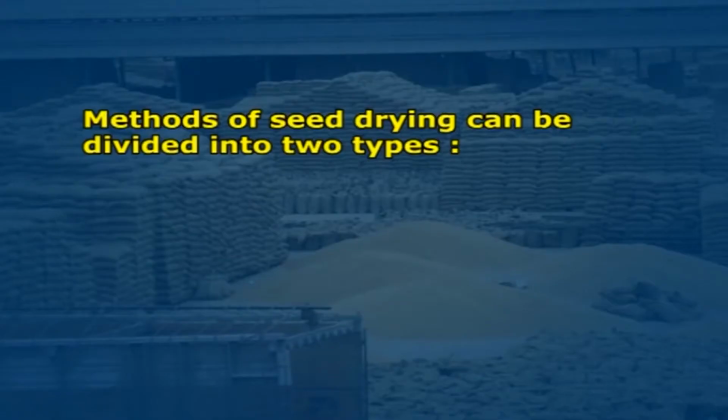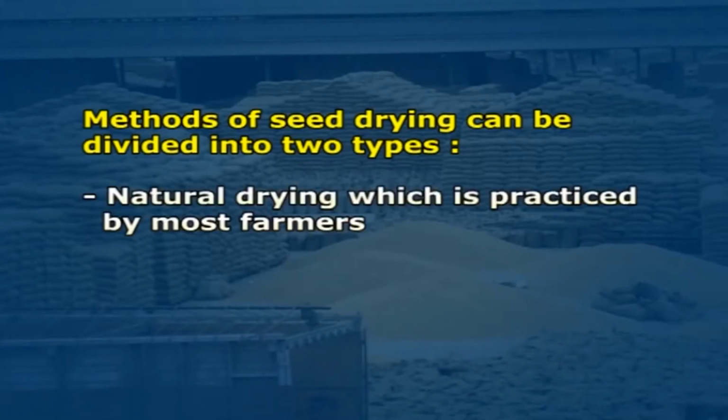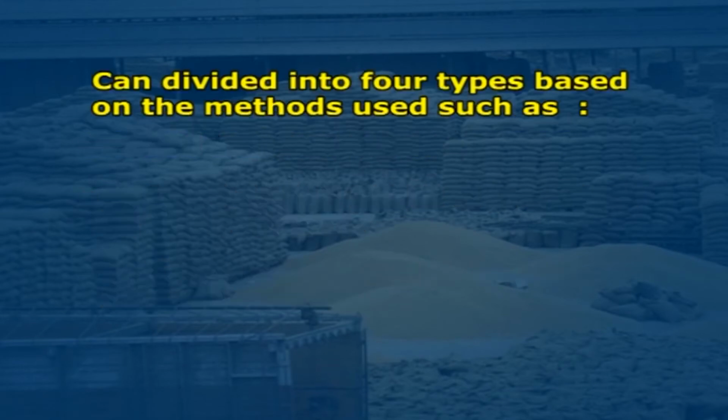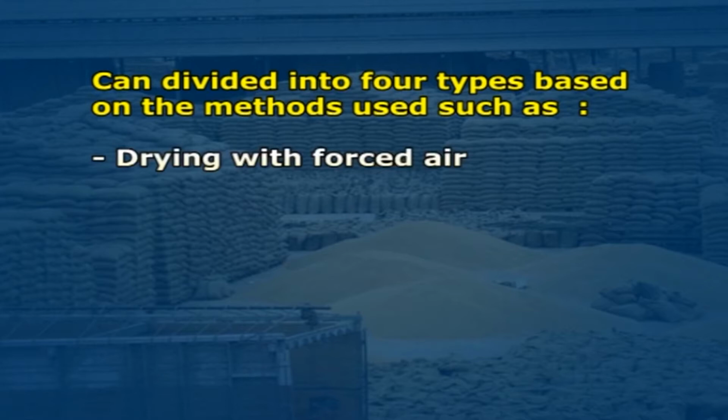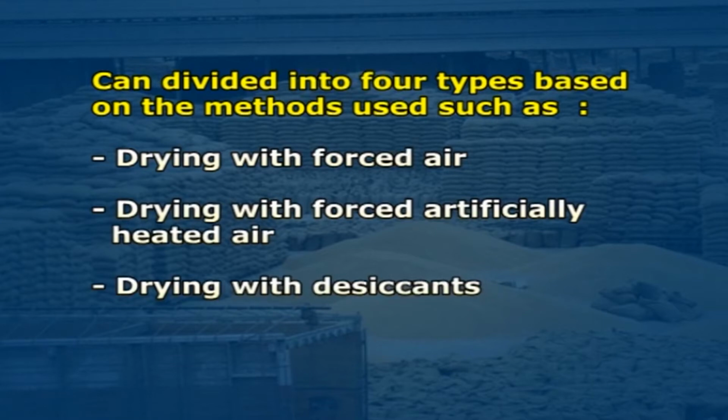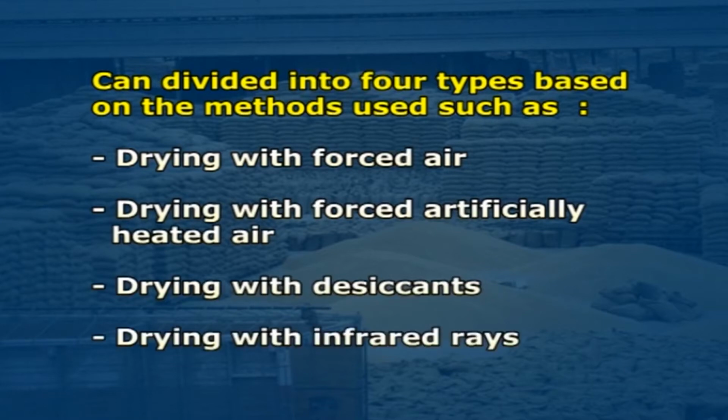Methods of seed drying can be divided into two types. Natural drying, which is practiced by most farmers, and artificial drying, which is done using machinery. Artificial drying can be divided into four types based on the methods used, such as drying with forced air, drying with forced artificially heated air, drying with desiccants, and drying with infrared rays.